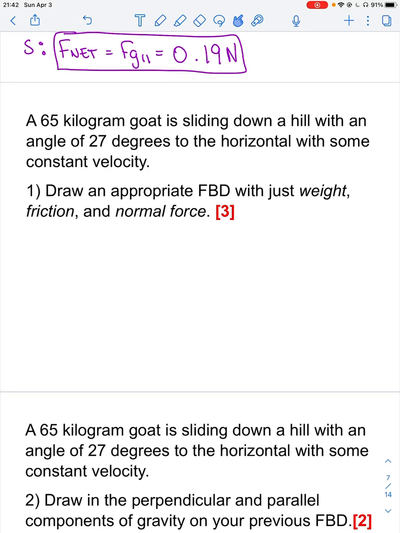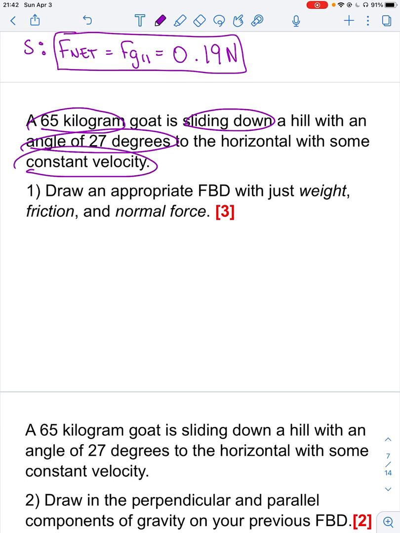Let's move on to our next example. A 65-kilogram goat is sliding down a hill with an angle of 27 degrees to the horizontal with some constant velocity. Okay, so it does offer some important information. It says draw an appropriate free body diagram with just weight, friction, and the normal force.